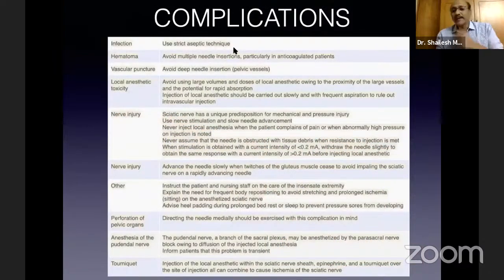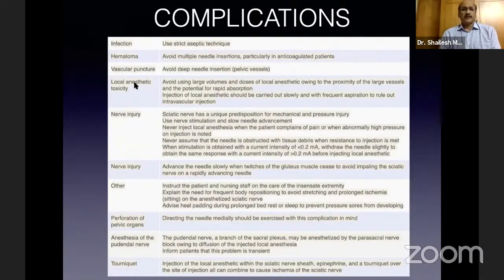Now, what are the complications of sciatic nerve blocks? See, infection is for all the nerve blocks. Hematoma: when a patient is on a blood thinner and you can't give epidural or spinal and you have to give a nerve block, then don't give deeper sciatic nerve blocks. Superficial blocks you can give, because we cannot even diagnose whether the patient has got a hematoma inside, and then it can get infected. So if the patient is on anticoagulants, don't give deeper nerve blocks.